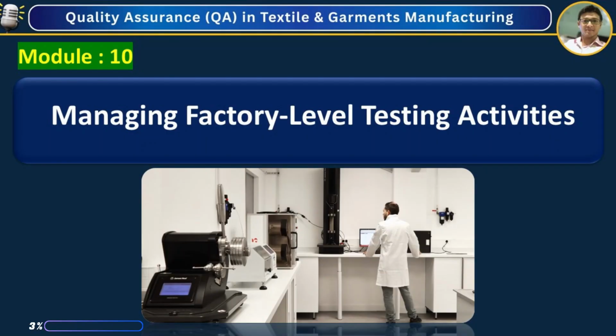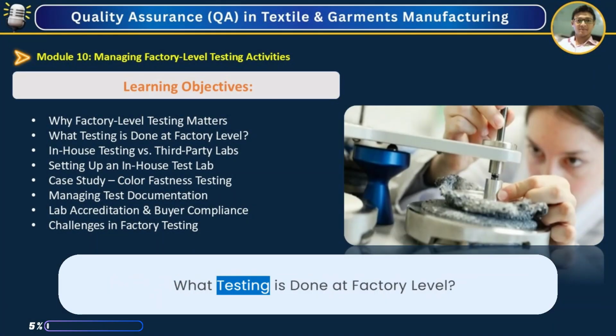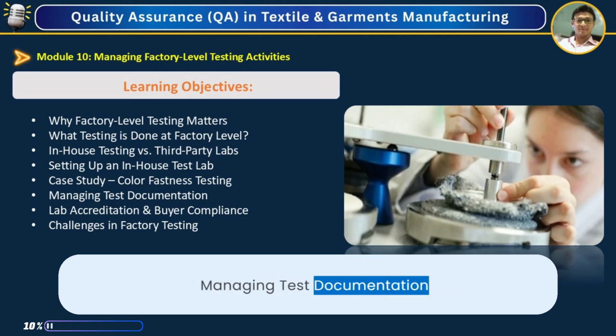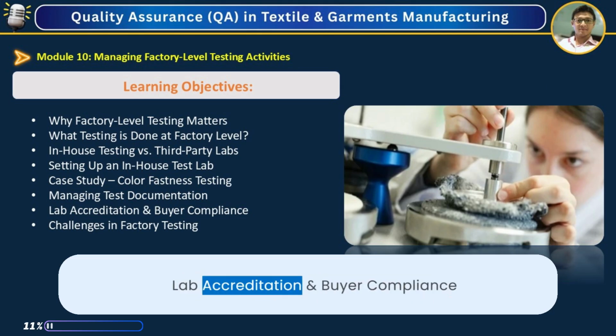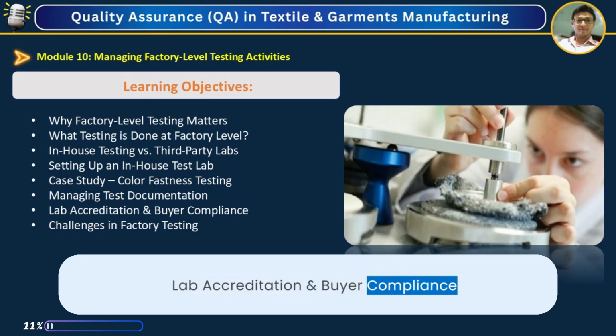In today's video, we will talk about why factory-level testing matters, what testing is done at factory level, in-house testing versus third-party labs, setting up an in-house test lab, case study, color fastness testing, managing test documentation, lab accreditation and buyer compliance, challenges in factory testing.